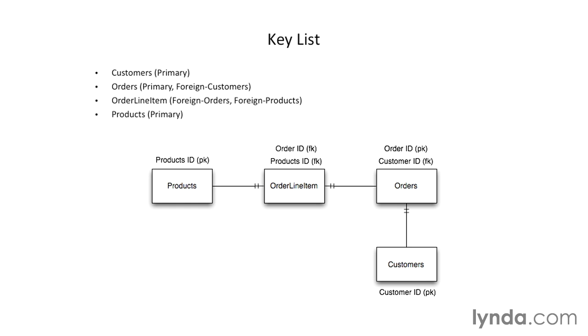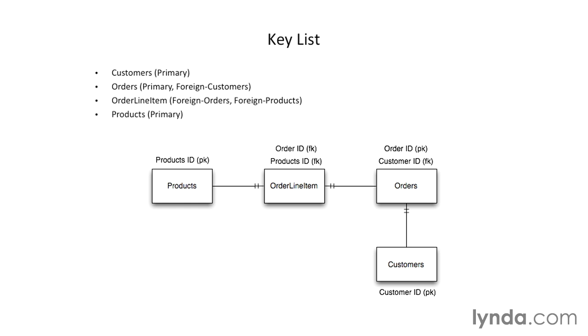If we look at our relationships here, we see that we've got relationships between products and order line items, and the products are the one and the order line items are the many. So the products table is going to require a primary key field, and the order line item table will require a foreign key field, in this case, the products ID foreign key. We also have a one-to-many relationship between orders and order line items. So orders, being the parent, will need an order ID primary key field, and order line items, being the child, will require an order ID foreign key field.